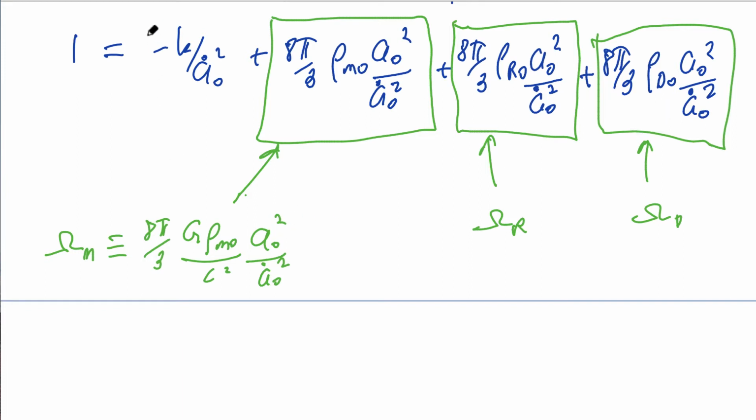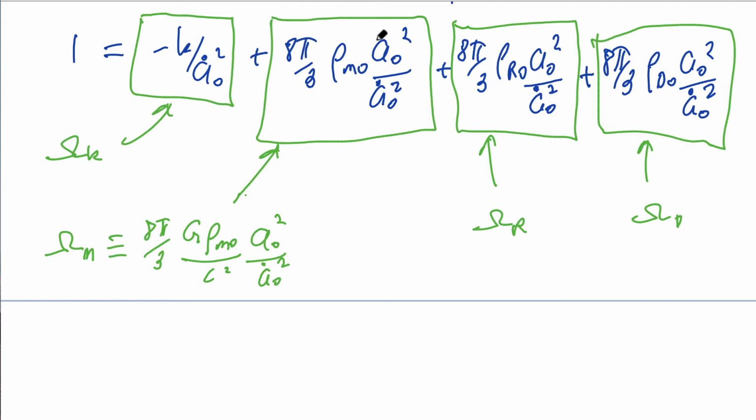And for convenience, let's also define this term as omega k. Unlike the other omegas, omega k is not proportional to an energy density. Its main significance is its sign. So when omega k is positive, that means little k must be negative, which means that space is a three-dimensional hyperboloid. If omega k is 0, that means space is flat, and if omega k is negative, that means little k is positive and space is a three-dimensional sphere.